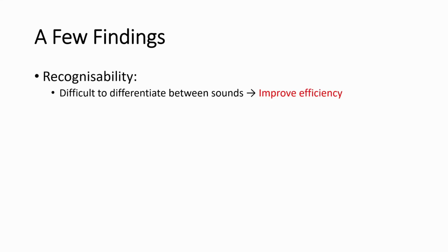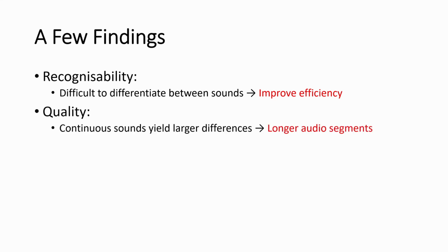So to summarize, here are a few interesting findings. For recognizability, some subjects have reported difficulty in differentiating between sounds, such as cotton and polyester cloths. So this may help improve the computational efficiency by using, say, one type of cloth audio to generate other sounds that are perceptually similar. For quality, we found that continuous sounds, such as hand rubbing, tend to yield larger differences between simulated and recorded audio, which suggests that longer sound segments are needed during synthesis to preserve more temporal information.